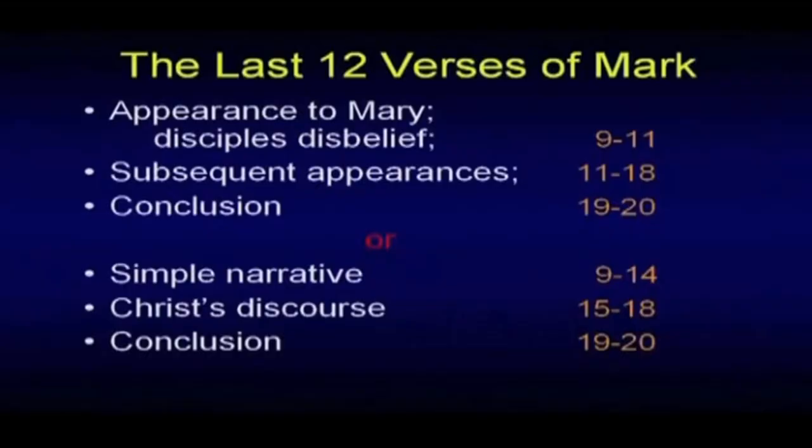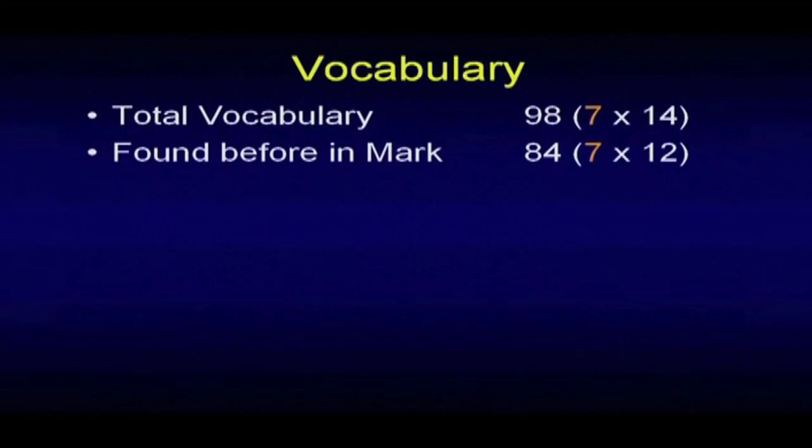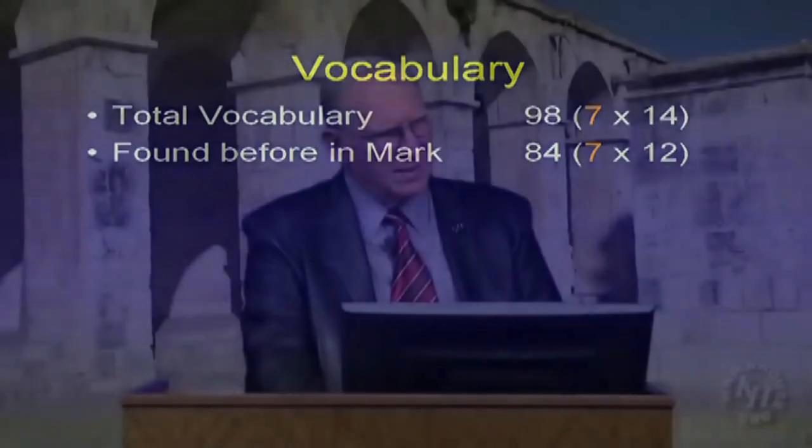If we take the verses 9 through 20, there's several ways to parse them. The total vocabulary, I said, was 98. The vocabulary that's found before this chapter in Mark are 84 different words. Of the 98, 84 were used before. But those are all multiples of 7 exactly.